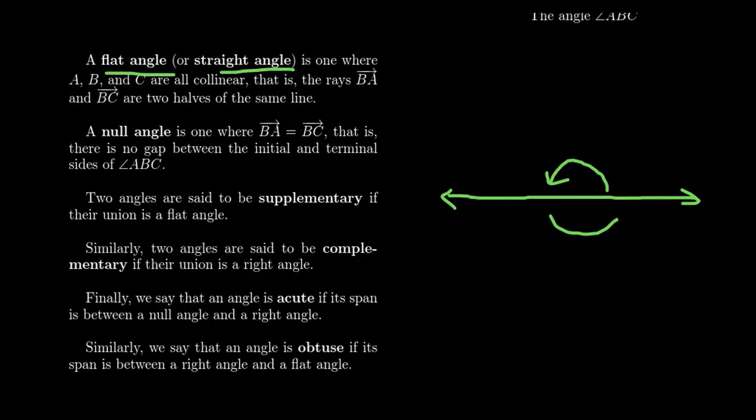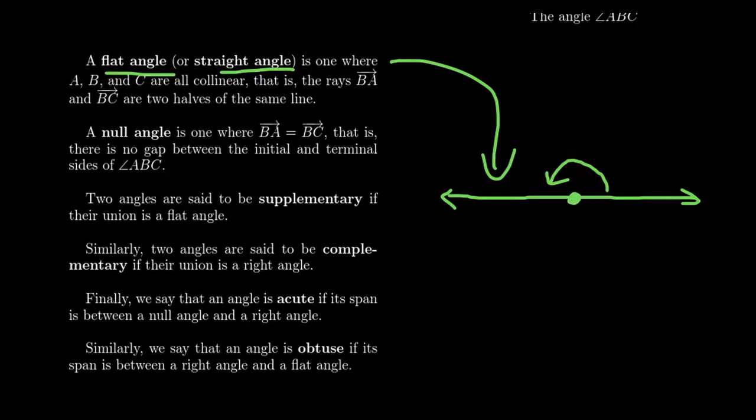So a flat angle, like you would see right here, is an angle for which the initial side, so here's our vertex right here, you have the initial side. You have the terminal side over here, and these are collinear with one another. So a flat angle is an angle where all three points are in fact collinear, where the vertex B right here is between the initial point and the terminal point right here.